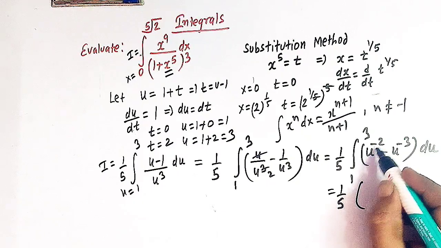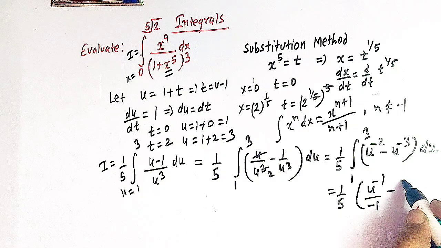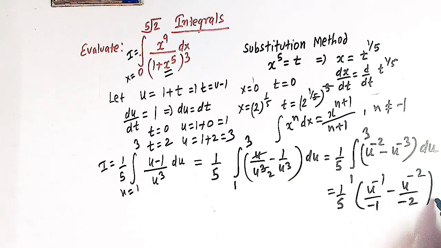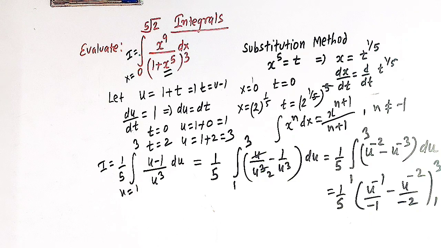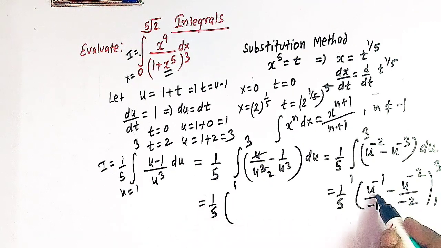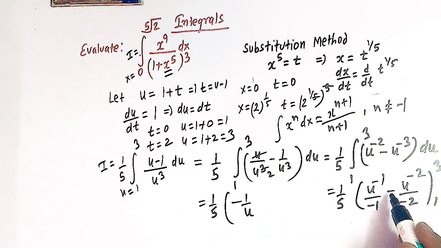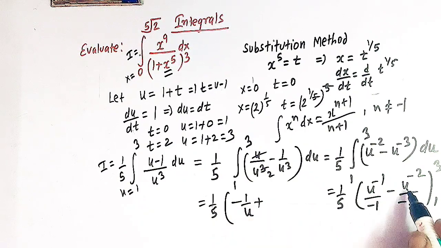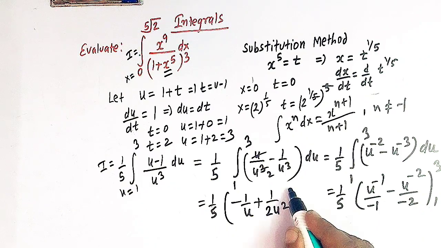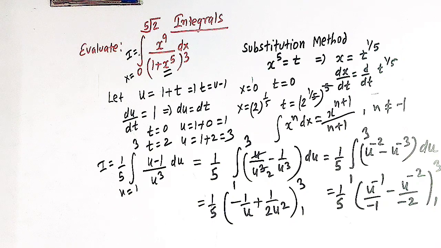The integral of u raised to minus 2 is u to the minus 1 over minus 1, and here we have minus 2 over minus 2, right? And the limits are from 1 to 3. So now we can simplify it, and here we have minus 1 over u, and minus minus becomes plus, and here we have 1 over 2u squared, right? And the limits of integration are from 1 to 3.